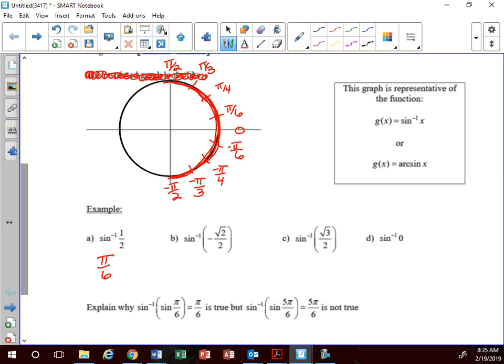All right, so let's try B. Inverse sine negative root 2 over 2. It's negative, so that helps me go to the fourth quadrant. Where in the fourth quadrant would it be negative root 2 over 2? Negative pi over 4, yes. Letter C, where is it going to equal positive root 3 over 2? Pi over 3, good.